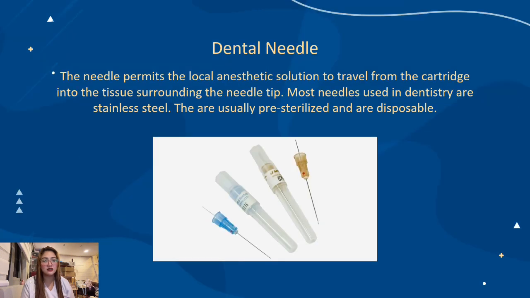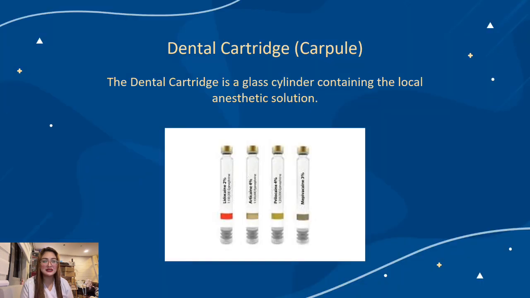Next slide is the dental needle. The dental needle permits a local anesthetic solution to travel from the cartridge into the tissue surrounding the needle tip. Most needles used in dentistry are stainless steel, and they are usually pre-sterilized and disposable. The next one is the dental cartridge. The dental cartridge is a glass cylinder containing the local anesthetic solution. In the next slides, you'll be shown a few examples of local anesthesia used during tooth extraction.